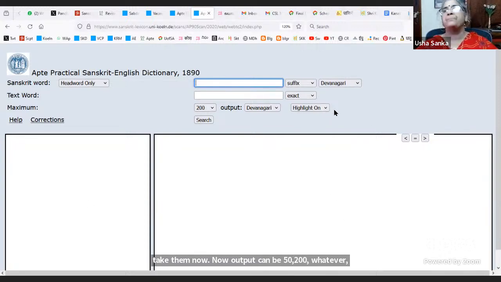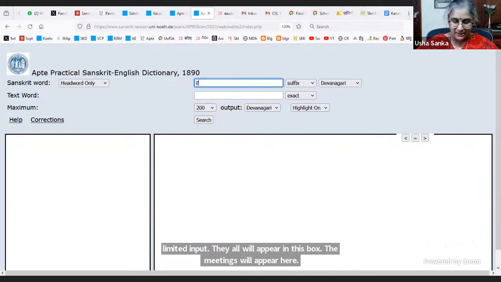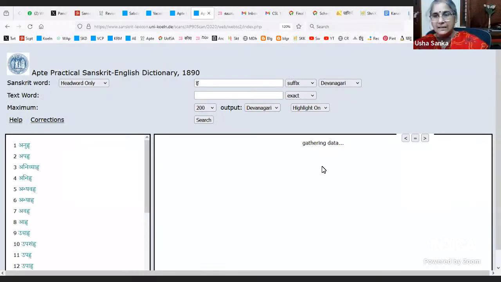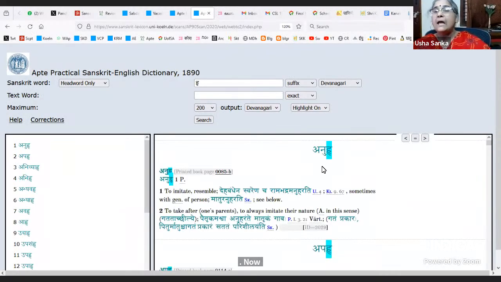Let me show you one. I'll show you hr. So I put hr. All the words which are ending with hr come up along with their meanings. But you have to pick up. Now you know.